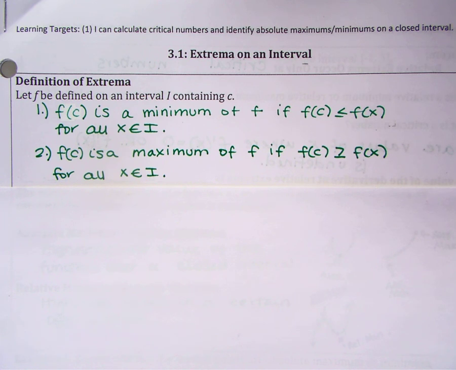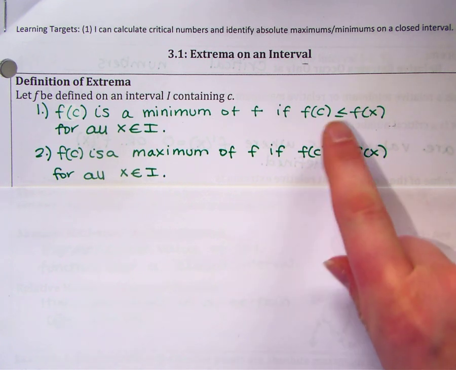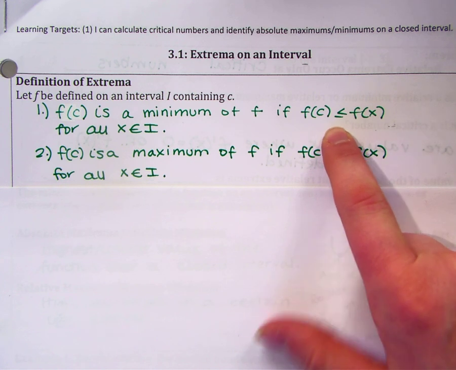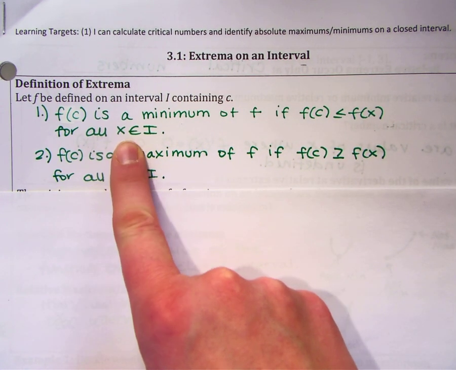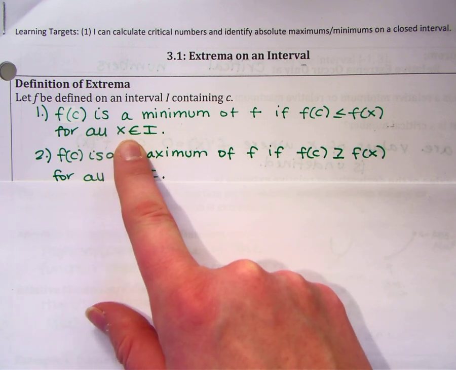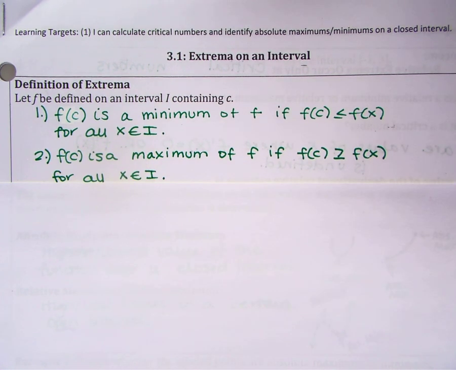So here's our definition. You might want to pause and take a second to write them down. f of c is a minimum value of your function f if it is the lowest value. If f of c is less than or equal to all other values of the function, and this notation here is just saying for every single x contained in the interval. That fancy symbol just means it's contained in the interval.